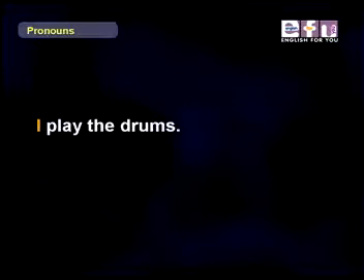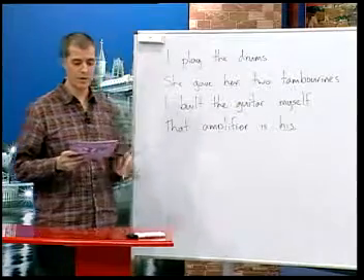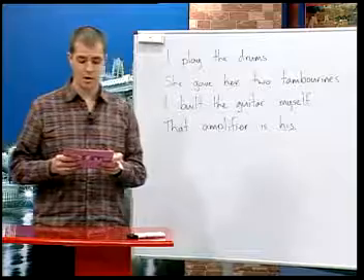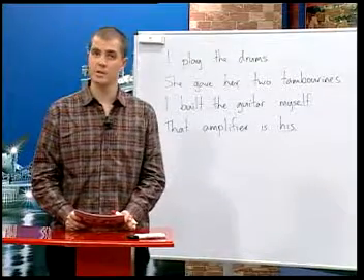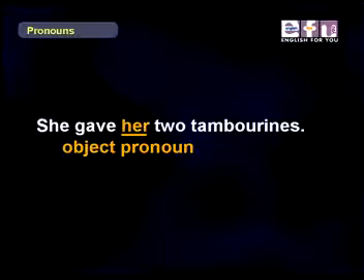We have I play the drums. I is a subject pronoun. Object pronouns are used as the objects of the verbs or the prepositions. For example, she gave her 2 tambourines. This is the verb. This is the object of the verb.